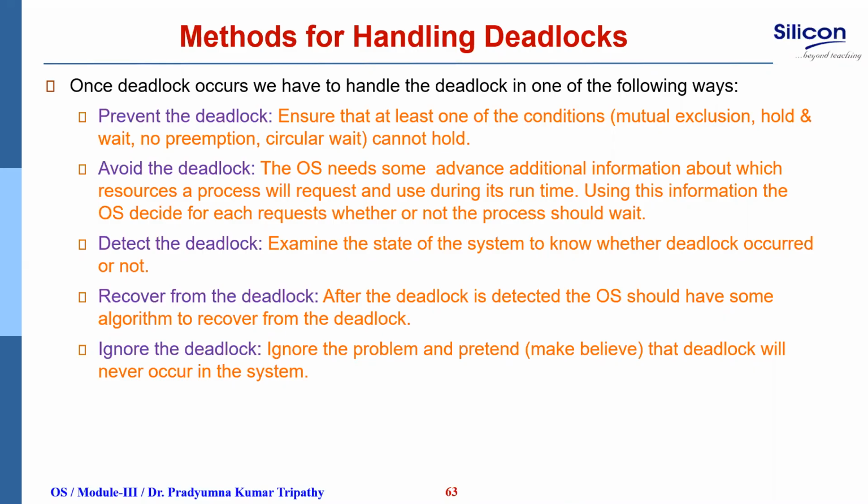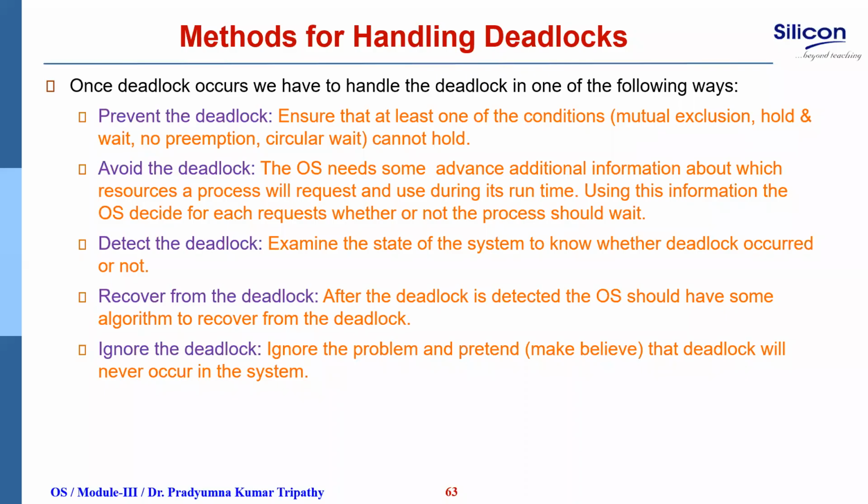Now we'll see how to take prevention. We know that there are 4 necessary conditions for deadlock: mutual exclusion, hold and wait, no preemption, and circular wait. And we have said that if all these 4 occur, then only the deadlock will occur. Now in prevention, we'll try to prevent any one of them from occurring. We'll try that mutual exclusion should not occur, or hold and wait will not be there, or preemption will be allowed, or we break the circular wait. If we are able to break any one of these, then the deadlock can be broken.